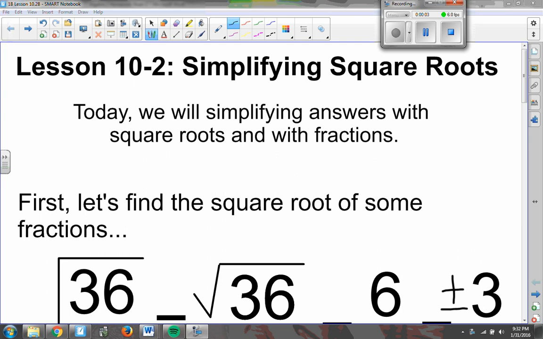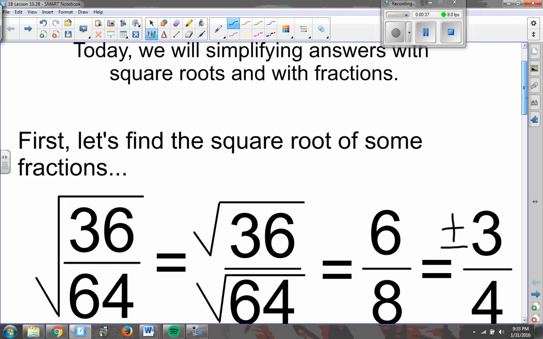All right, Algebra 1B students, welcome to part 2 of lesson 10.2 on simplifying square roots, or simplifying radicals. Now, in this video, we are going to simplify square roots and fractions, specifically square roots of fractions and square roots in fractions. So we're going to put those two ideas together, starting with the square root of fractions.